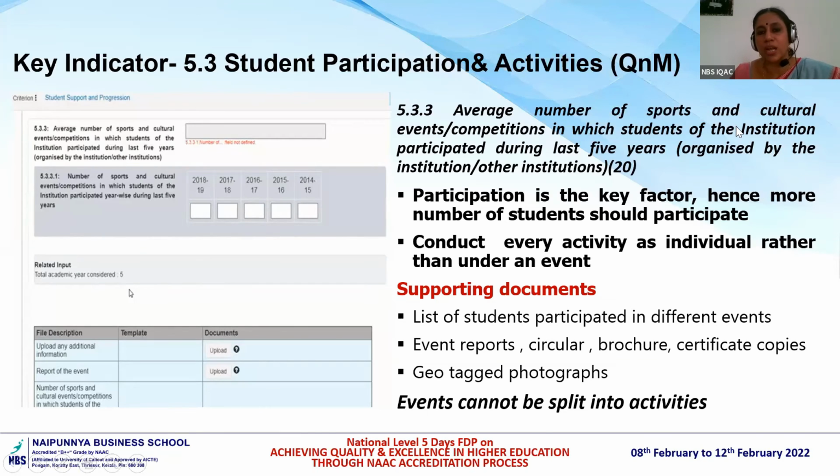Average number of sports and cultural events, competitions in which students of the institution participated during the last 5 years. So in the previous criteria, you have seen how many medals they have won at national, international, state level. Here, Naac is emphasizing participation. Participation is the key factor here. So from the institution level, we have to initiate a lot of programs to ensure that students participate. A lot of programs means it should come under the clause of cultural and sports.